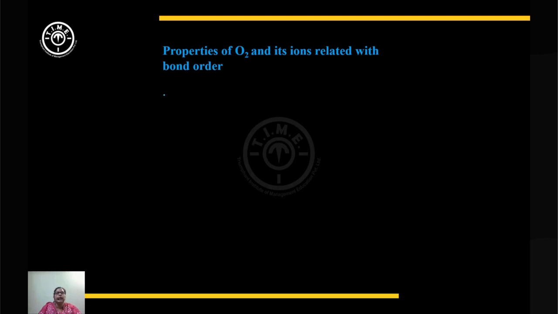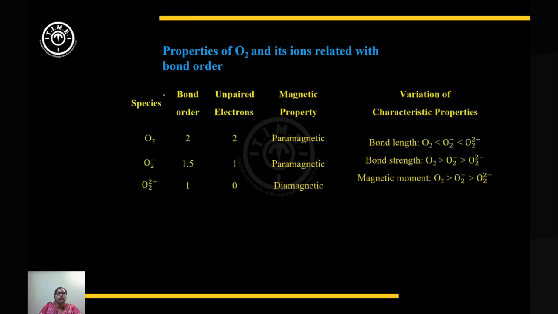Properties of oxygen and its ions related to bond order. This is a point where you can get questions; we can expect questions in any competition exam. Some examples we have taken are related to oxygen and its ions. The species are O2, O2 minus and O2 2 minus. In the case of oxygen, the bond order is 2 and the number of unpaired electrons is 2. It is paramagnetic.